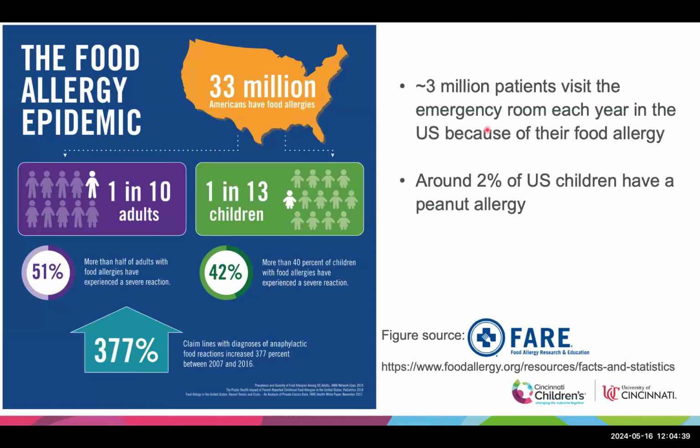That goes down to about 3 million patients visiting the emergency room every year in the US because of a food allergy. In the US, 9 foods cause the majority of the food allergic reactions. And amongst those, peanut is one of the main ones, especially in childhood. About 2% of US children have a peanut allergy.